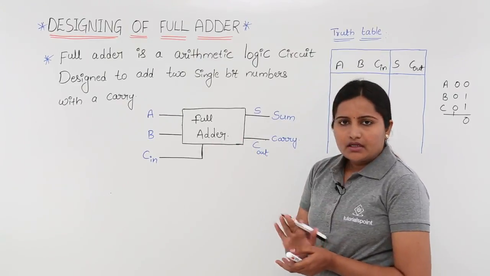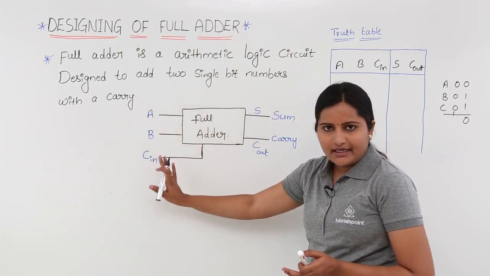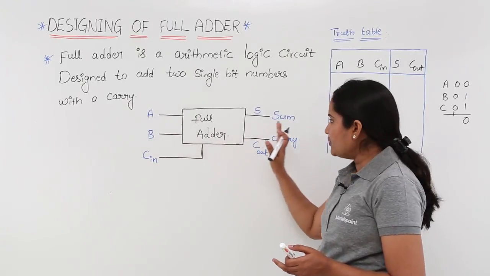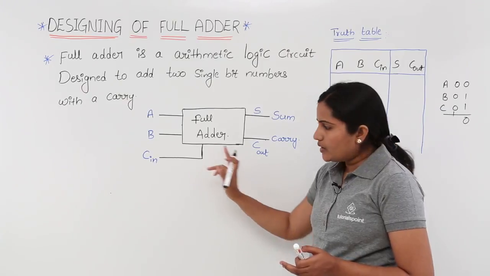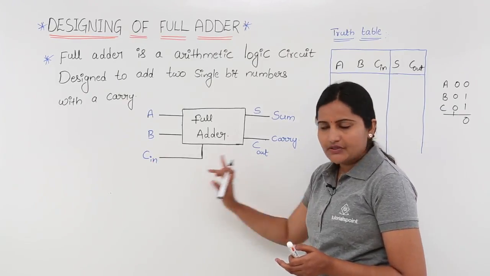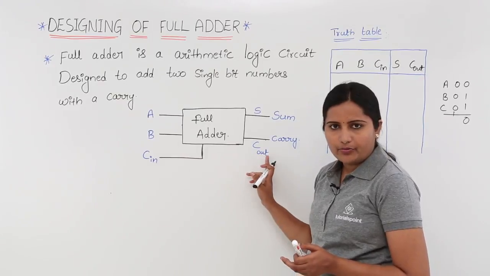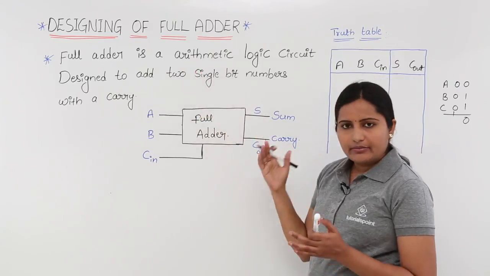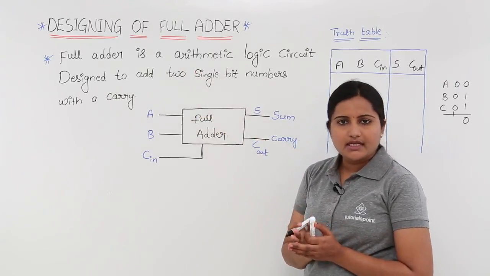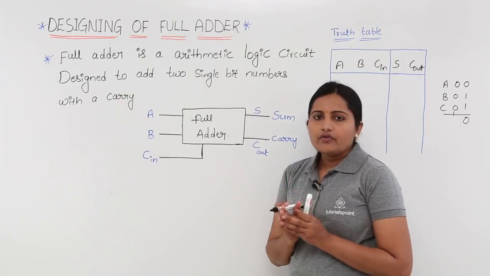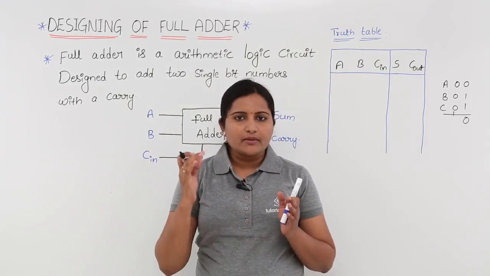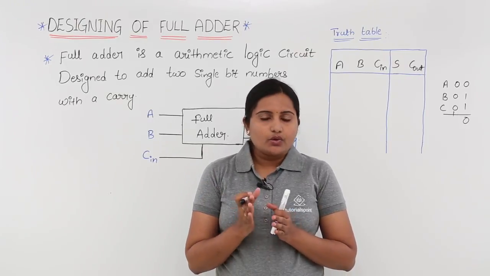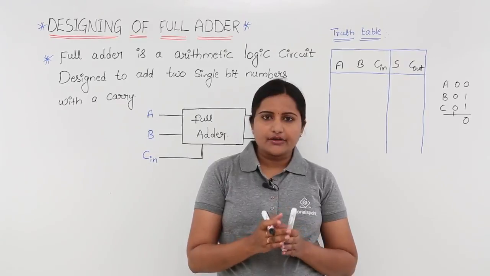So this is a full adder with 3 inputs, where 2 are general inputs and 1 is a carry, and it has 2 outputs, sum and carry. Here also carry and here also carry, which is why I named them input carry and output carry, C in and C out. So this is the full adder. A full adder is an arithmetic logic circuit used to add 2 single bit numbers with a carry. When you think of a full adder, you remember a circuit with 2 XOR gates and 3 AND gates. Here we will see how to design that circuit.